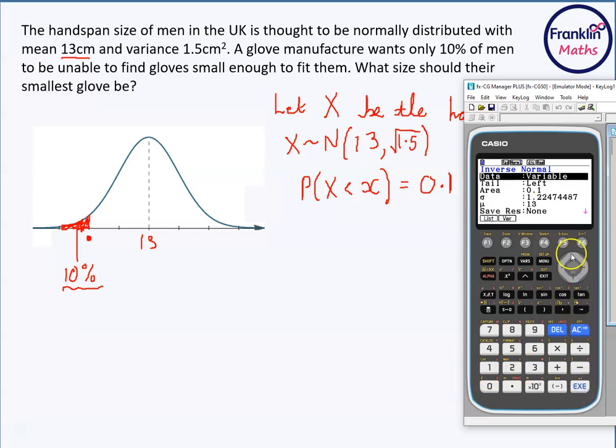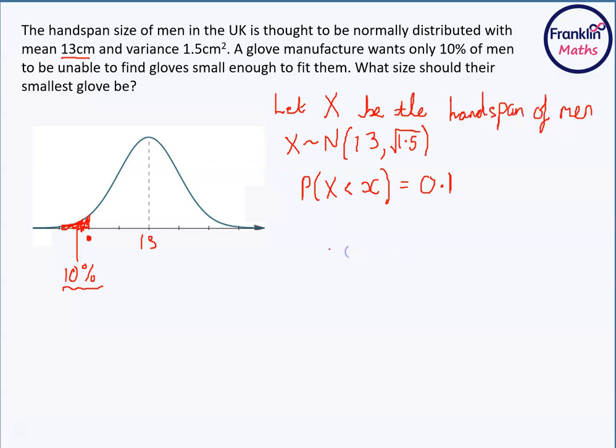I'm going to go down, and I'm going to ask it to calculate it. And there we go. So the smallest glove size there is 11.43 centimeters. So in this case here, x was equal to 11 point. Just pull my calculator back up a second. So it was 11.43. I've just double checked on my calculator.